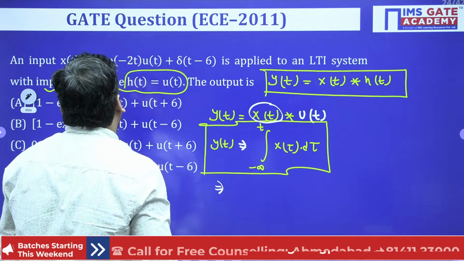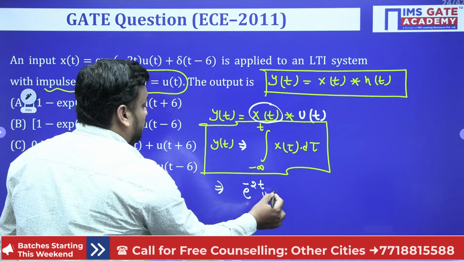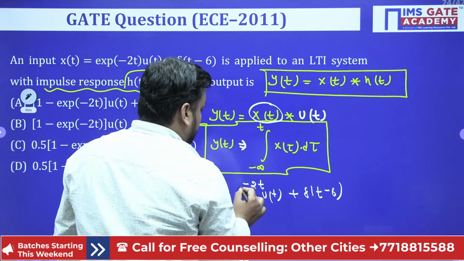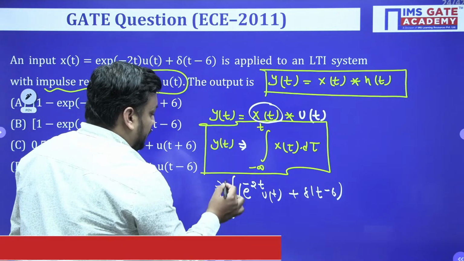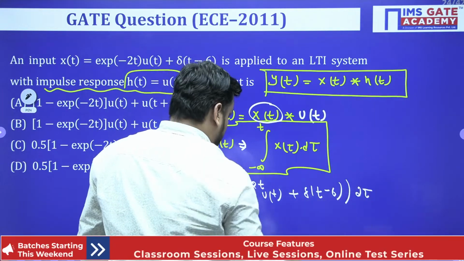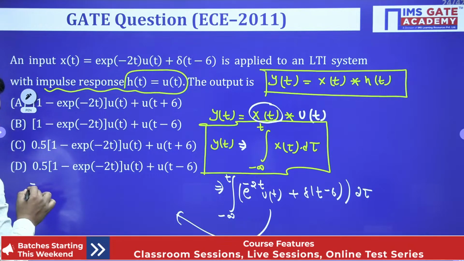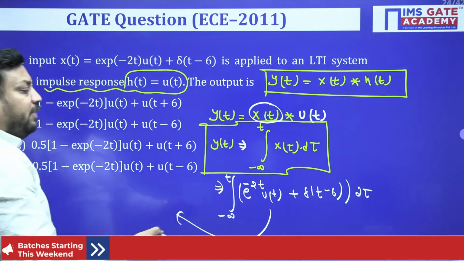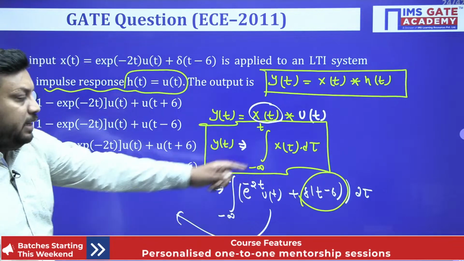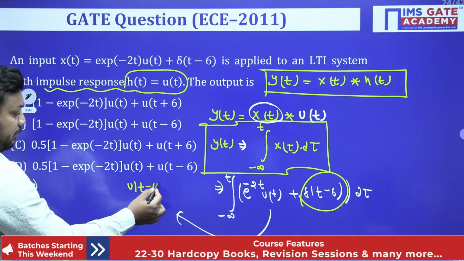So if I apply the limit here, my question is e to the power minus 2t u(t) plus delta(t minus 6). This term, if I apply integration from minus infinity to t with respect to d tau, then what will you get? I am having space here, so I am writing here finally. For the second term, we know that the running integration of the impulse signal is always a step signal, so it will actually be u(t minus 6).